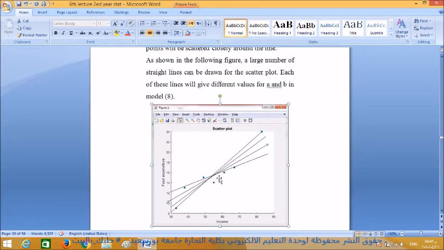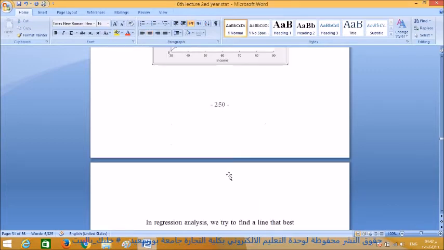All these lines may represent the data, but the best one is the least square line.